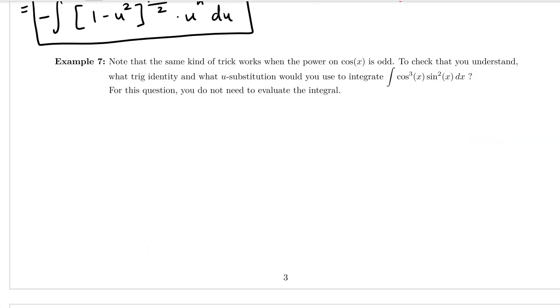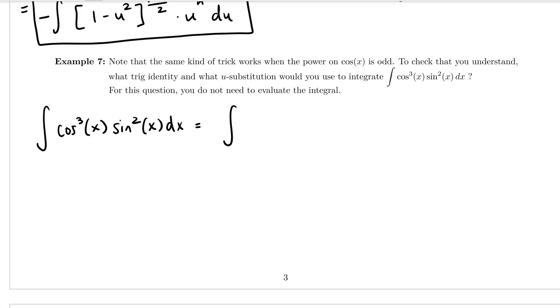Example 7 says, note that this same kind of trick works when the power on cosine is odd. To check that you understand, what trig identity and what u substitution would you use to integrate cosine cubed times sine squared dx? For this question, we don't need to evaluate the integral. So I have cosine cubed x times sine squared x dx.